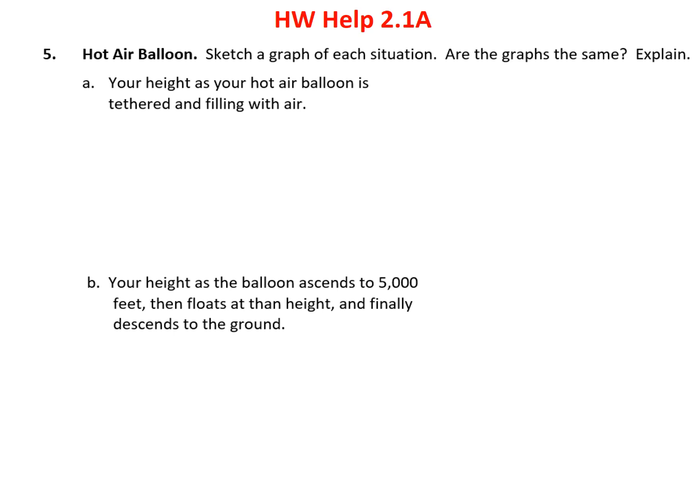Problem 5 is about a hot air balloon. Sketch the graph of each situation. Are the graphs the same? Explain. The first part asks me to graph what's my height as my hot air balloon is tethered and filling with air. Well, if it's tethered and filling with air, then what's happening is I'm just sitting on the ground right here, okay? And it's tethered, so what does my graph look like?